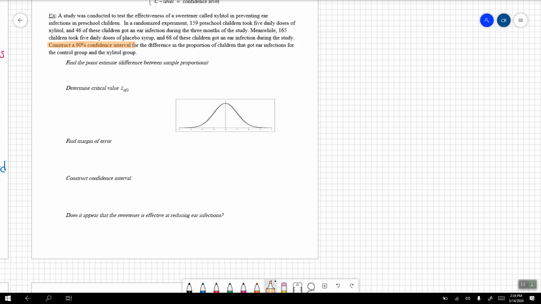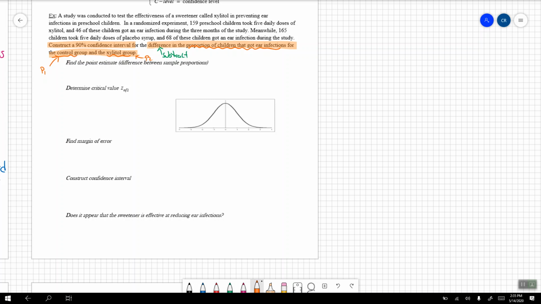For the difference, this is going to be the difference in the proportion of children that got ear infections for the control group and the xylitol group. All right, so here's what I'm looking at. Difference means subtract. I want to subtract the proportion of children that got ear infections for the control group and xylitol group. The control group I'm going to denote as P1, and the xylitol group is going to be P2.